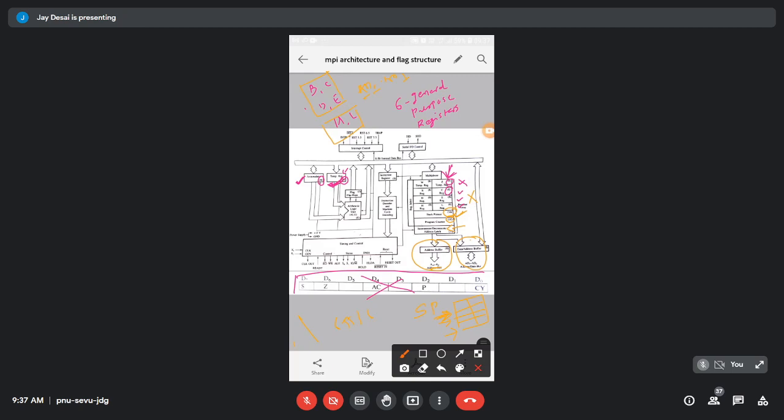Okay. So this is the portion of the multiplex bus, or you can say that lower order address and data bus. This one is the higher order address bus. Okay. ચલો હવે ફ્લેગ સ્ટ્રક્ચર આપણે જોઈ લઈએ.